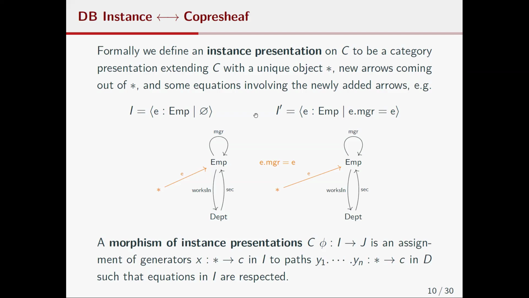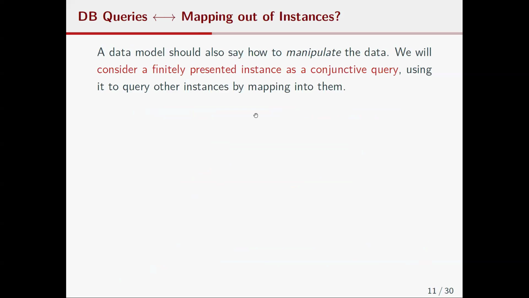And the morphism of these things, well, it should assign these new generators or arrows that I added to something else. They should assign them to paths in an appropriate way. This could also be said to be a category presentation morphism, which is required to fix the asterisk and be the identity. That's another way of saying it.